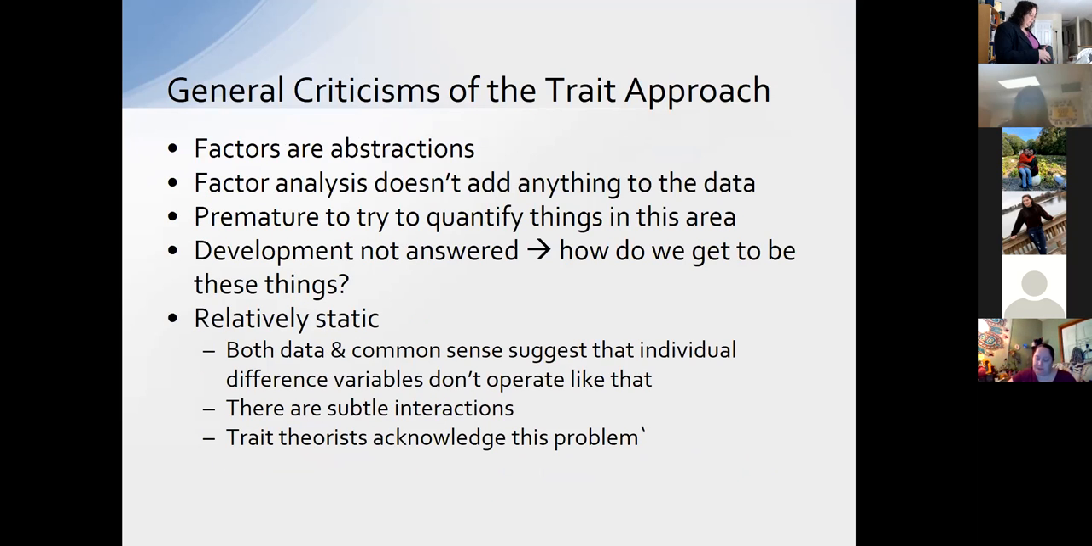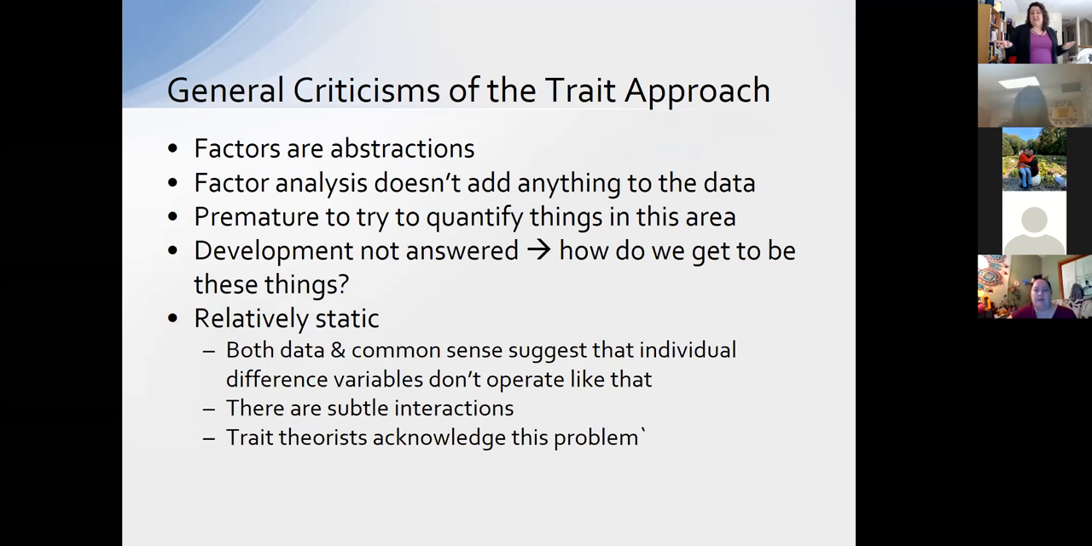So some general criticisms of the trait approach is that the factors are abstractions, right? So like, do they actually have meaning to a person? Factor analysis doesn't add anything to the data, right? It just takes the data you have, however good that data is, right? And lumps it into groups. So again, if you've translated a questionnaire to another language and it doesn't actually work, it'll still give you groups, right? Some people say it's premature to try to quantify things in this area, like we just don't have enough information or knowledge. Like, if we use this argument, we wouldn't do anything in psychology, right? It's such a young field. We can't let that hold us back, I think.